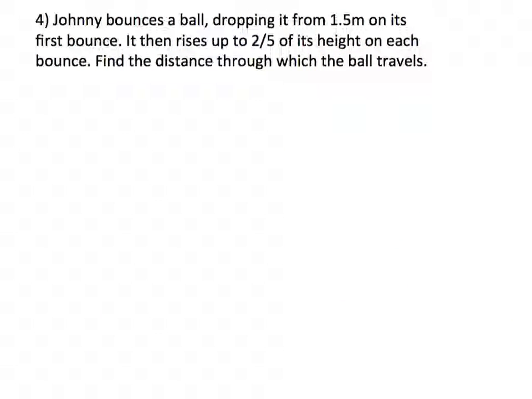Okay, Johnny bounces a ball, dropping it from 1.5 metres on its first bounce. So it's going to go down 1.5 metres. It then rises up to 2/5 of its height. I'm going to draw it at an angle, but really the ball is going up and down, and all these little lines are going to be on top of each other. So I'm just going to draw them going sideways a little bit just so you can see what's happening.